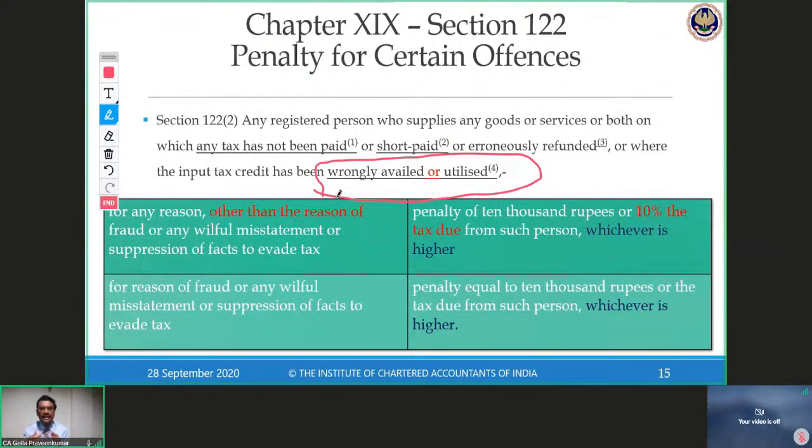Because Tally is giving me an IGST ledger, I have clubbed these two and put them into what is called IGST. Wrongly availed: here there could be intention, or it could be unintentional. The moment you have wrongly availed, instead of taking a credit of CGST, SGST in the state of Maharashtra, which does not get carried to the state of Tamil Nadu, I have wrongly taken it. That is example number 1.